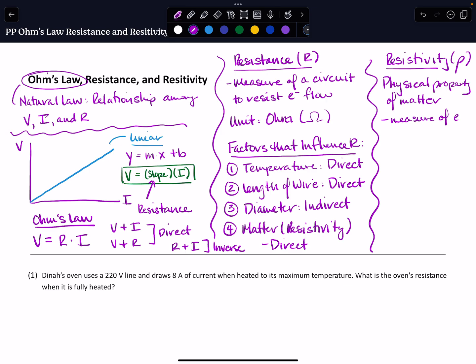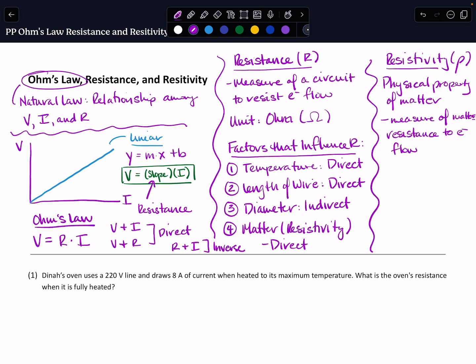And it is a measure of... ease of flow is not right because it's resistant. Measure of matter. Ooh, I'm going to run out of matters. Resistance to electron flow.